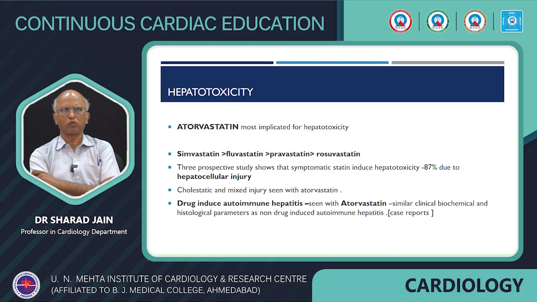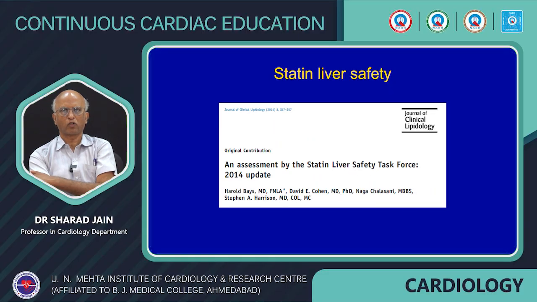Regarding hepatotoxicity, atorvastatin is the most implicated, followed by simvastatin, fluvastatin, and pravastatin, which is more than rosuvastatin. Three prospective studies show symptomatic statin-induced hepatotoxicity, mostly due to hepatocellular injury, while cholestatic and mixed injury are seen with atorvastatin. Drug-induced autoimmune hepatitis is seen with atorvastatin, with clinical, biochemical and histological parameters similar to non-drug-induced autoimmune hepatitis.